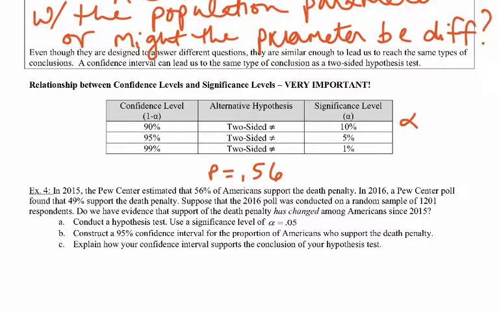So what we're interested in is, has the population proportion actually decreased from that 56%, or is it just by chance that our sample happened to be a little bit lower than the 56%?